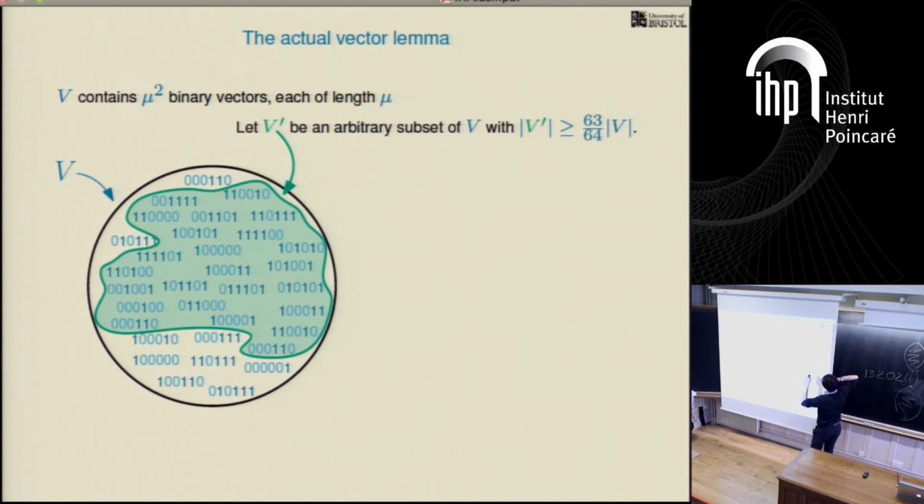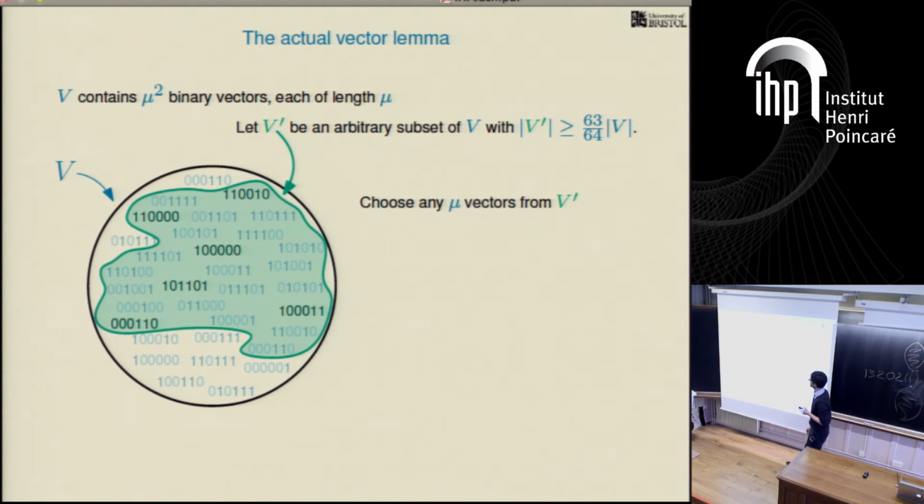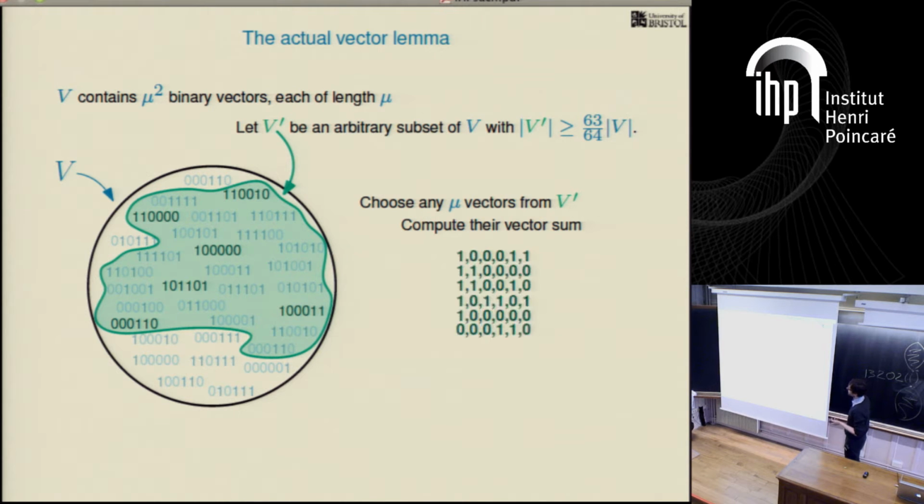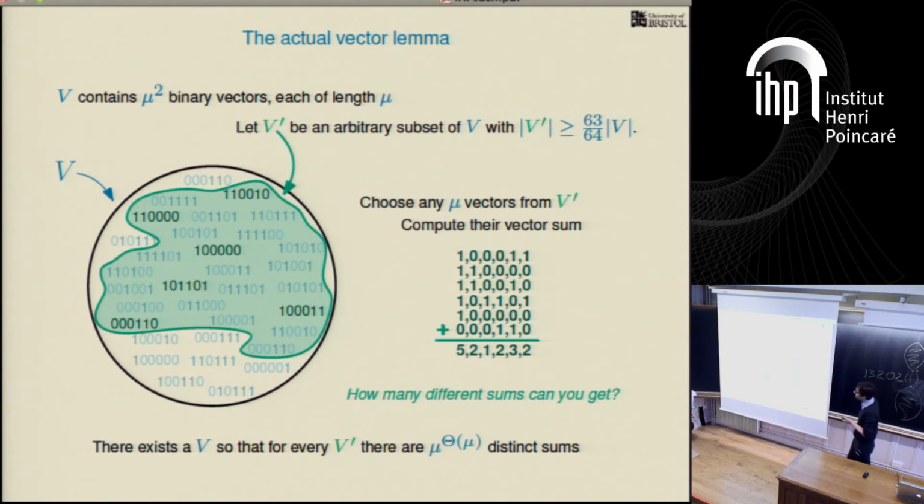It's like 63/64 of v. It's pretty big. Most of v, nearly all of it. And now, instead of choosing from v, I force you to choose from v prime. So you choose these things from v prime, you take their vector sum, and I ask you the same question. How many different vector sums can you get? What we prove in the paper is that there exists a v such that for every v prime, there are still mu to the power of mu distinct sums. So even if I remove some of the vectors adversarially, you're still in good shape.